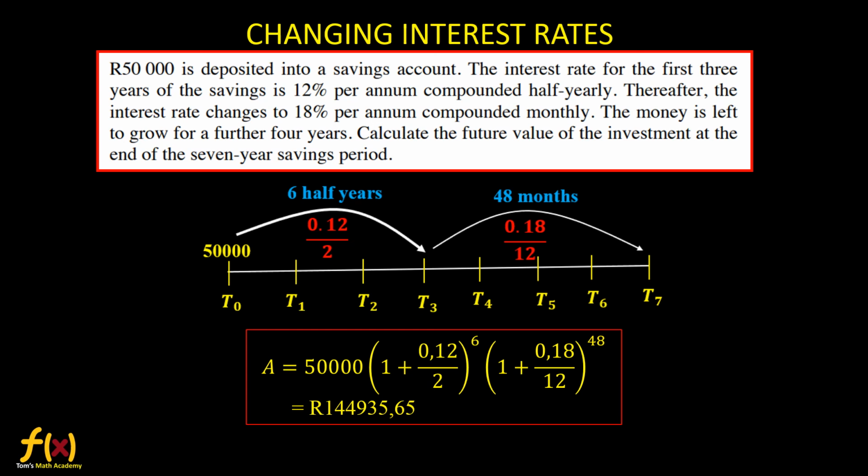Now we are going to calculate the future value. We use the formula for compound interest. We substitute the numbers. In one step, we can get the final amount. Rand 144,935.65. Okay, that is a question for changing interest.